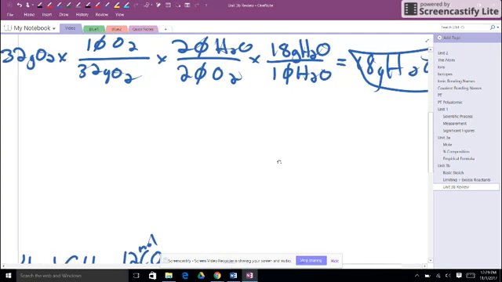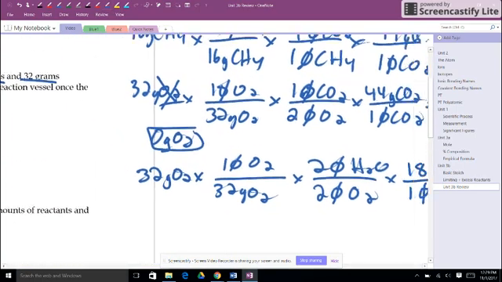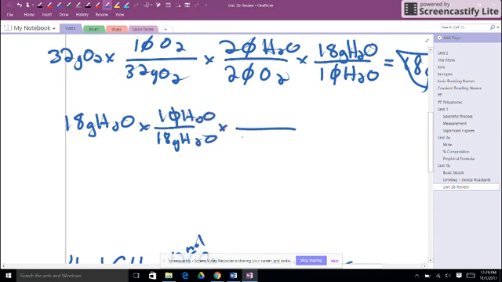Okay, now how much of that excess reactant, or CH4, will be left over? So let's just go from any one of the products we made. So we have 18 grams of water actually produced. And we're going to go all the way back. This was a 2-to-1 ratio.